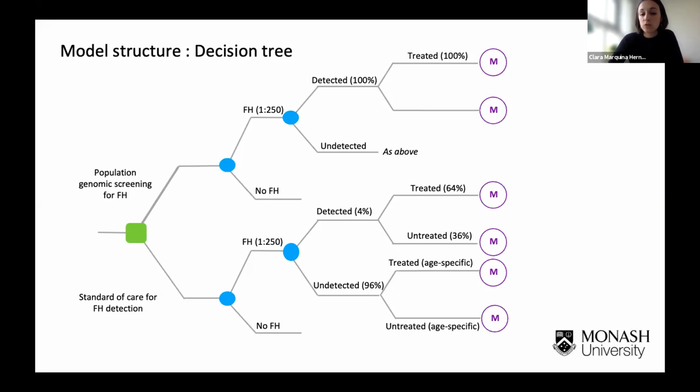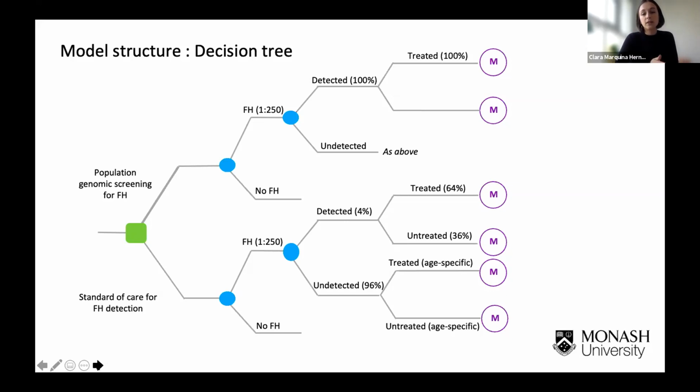And from the people that we do not detect, we decided to model an age-specific trend for the utilization of statins, because these people will have high levels of cholesterol, so some of them will have treatment. So we use the general population in Australia to model the treatment of the patients that have FH but are currently not detected.